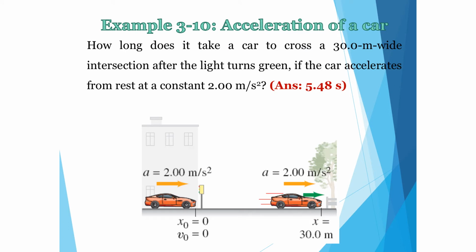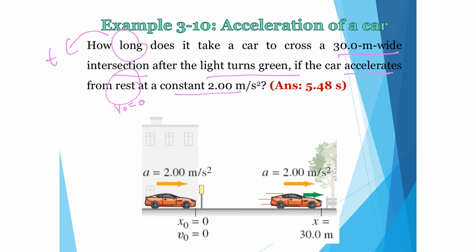So how long does it take for the car to cross a 30-meter wide intersection after the light turns green, if the car accelerates from rest at a constant 2 meters per second square? Extract all the information given. The question asks you to find how long, which definitely means you need to find time.